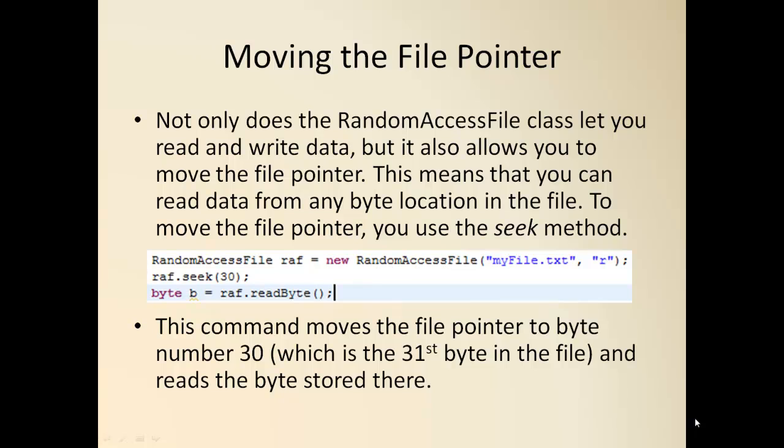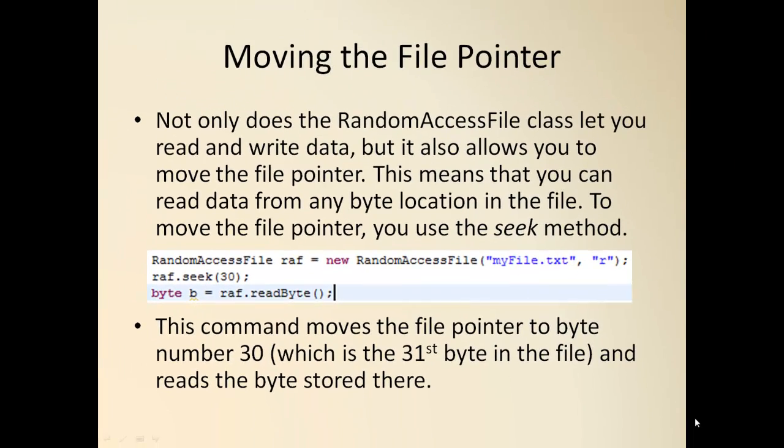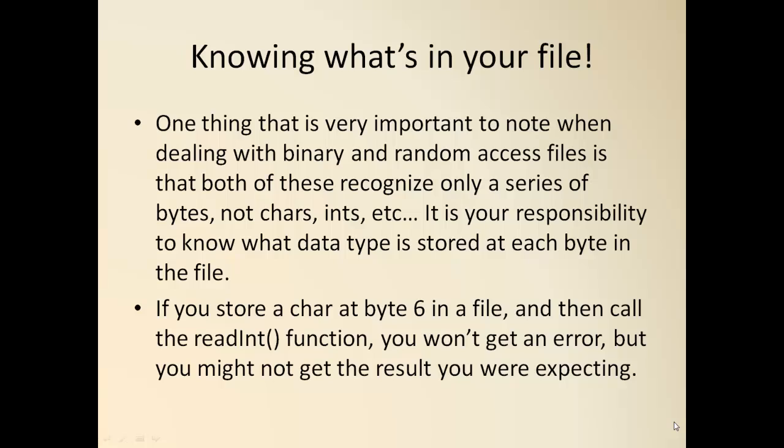Not only does the RandomAccessFile class let you read and write data, it also allows you to move the file pointer. This means that you can read data from any byte location in the file. To move the file pointer, use the seek method as shown below. This command moves the file pointer to byte number 30, which is the 31st byte in the file, and reads the byte stored there.